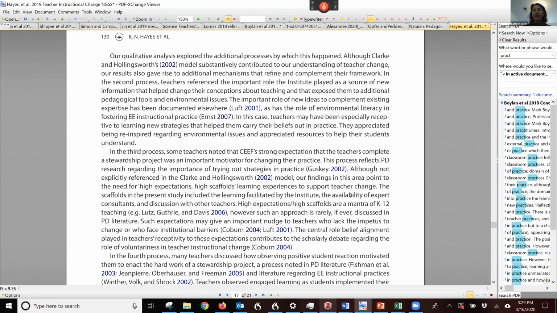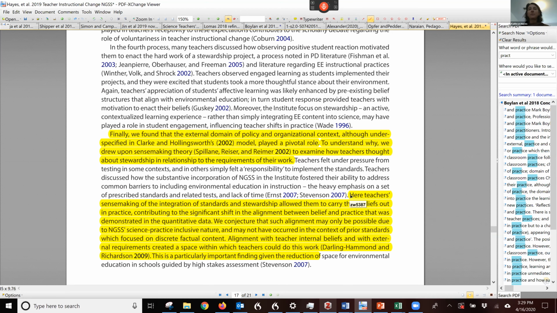So I'm gonna show you how that does. So in this paragraph of the discussion, I get into the reasoning about the organizational context. And so I'm gonna make a very big claim. We found that the external domain of policy and organizational context played a pivotal role to understand why we drew on sense-making theory. So remember, that word reasoning is why, right? Like, why is this happening? Why is Carlos and this other teacher talking about accountability in this way?